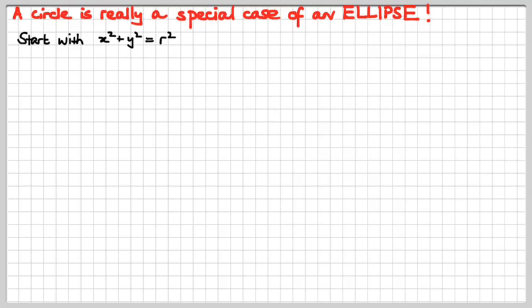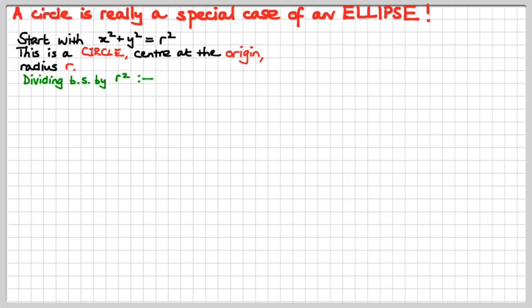Well, did you know that a circle is really a special case of an ellipse? Yes, I heard you gasp, it is. So if we started with, say, the well-known equation x squared plus y squared equals r squared, that is a circle and it's got a centre at the origin and the radius is r. Now, let's just do a little bit of surgery on that and divide both sides by r squared. We're going to get that, aren't we? Yes, we are. Okay, it's still a circle.